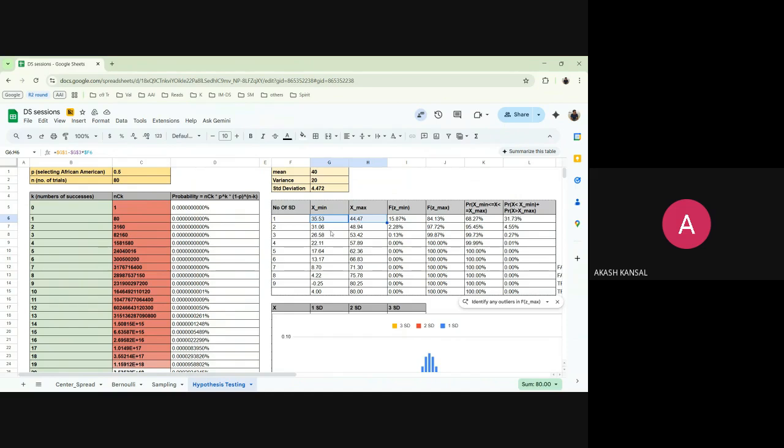and 44, right? Same way, you will see that if you consider two standard deviations, then the lower and upper values are 31 and 48. If you consider three standard deviations, 26 and 53. So three standard deviations is a very good approximation. If you look at the probability, the probability of x between 26 and 53 is 99.73%.